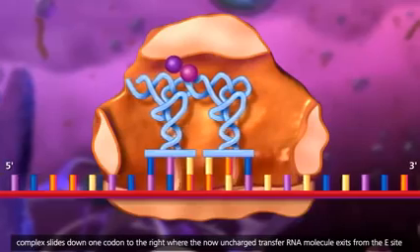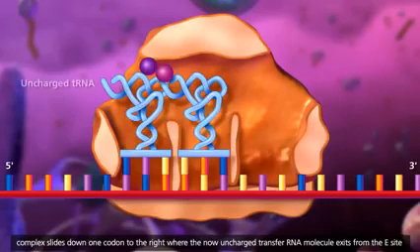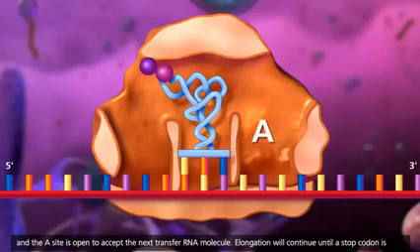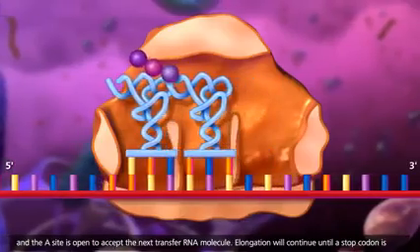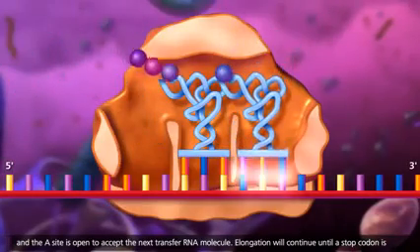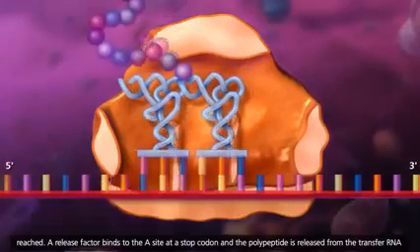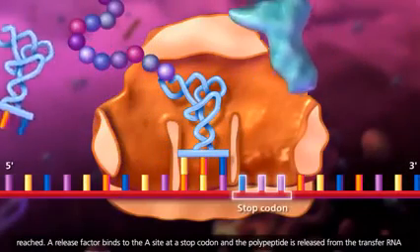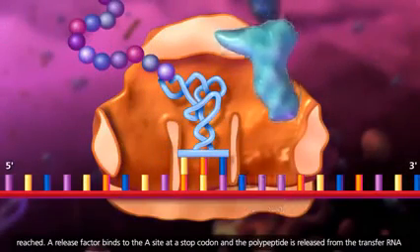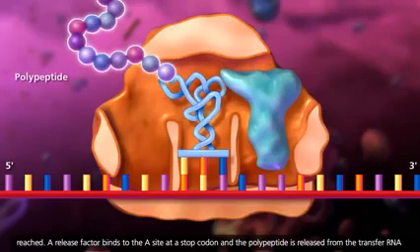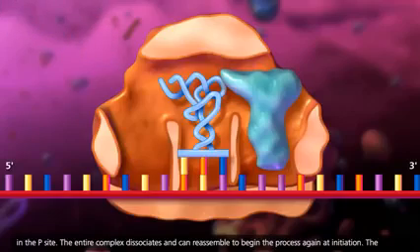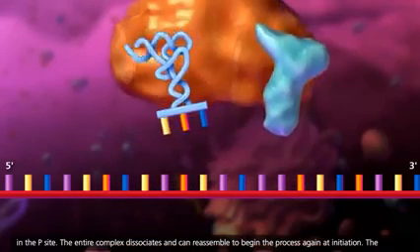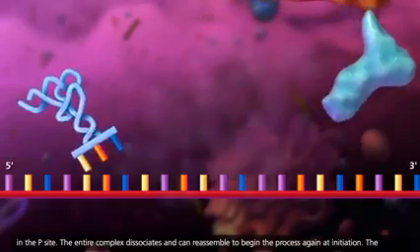The complex slides down one codon to the right, where the now uncharged transfer RNA molecule exits from the E site, and the A site is open to accept the next transfer RNA molecule. Elongation will continue until a stop codon is reached. A release factor binds to the A site at a stop codon, and the polypeptide is released from the transfer RNA in the P site. The entire complex dissociates and can reassemble to begin the process again at initiation.